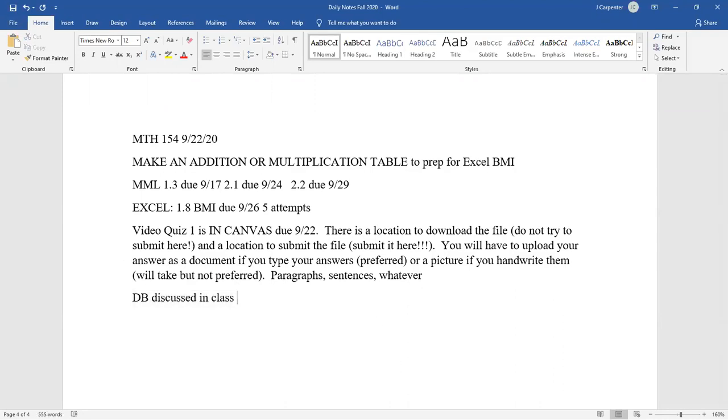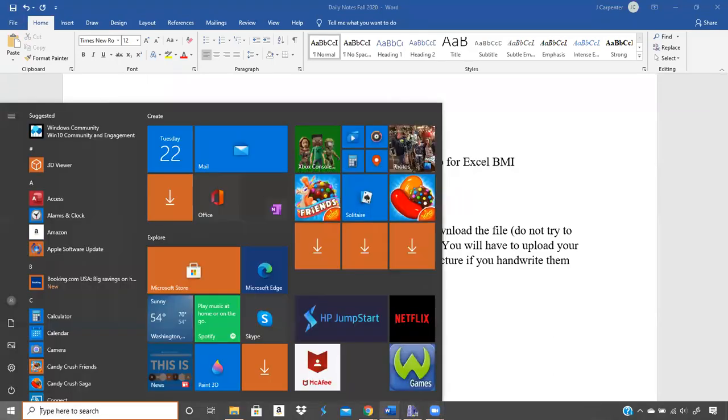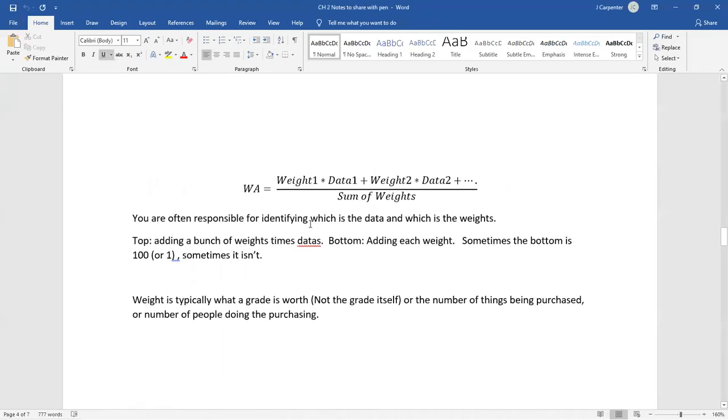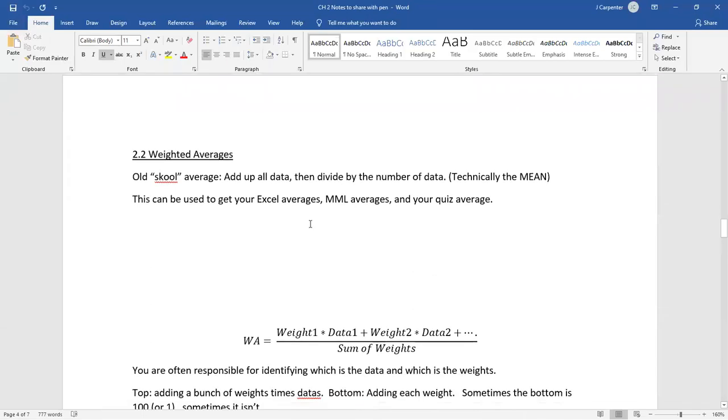All right, with all that being said, let's move on to 2.2, weighted averages.